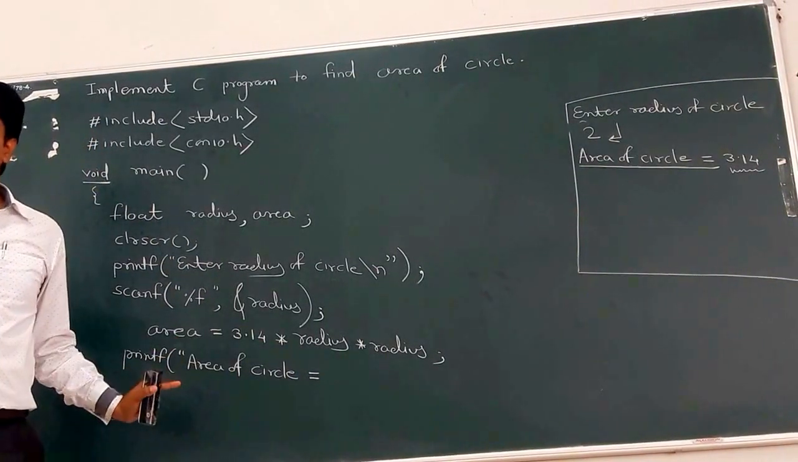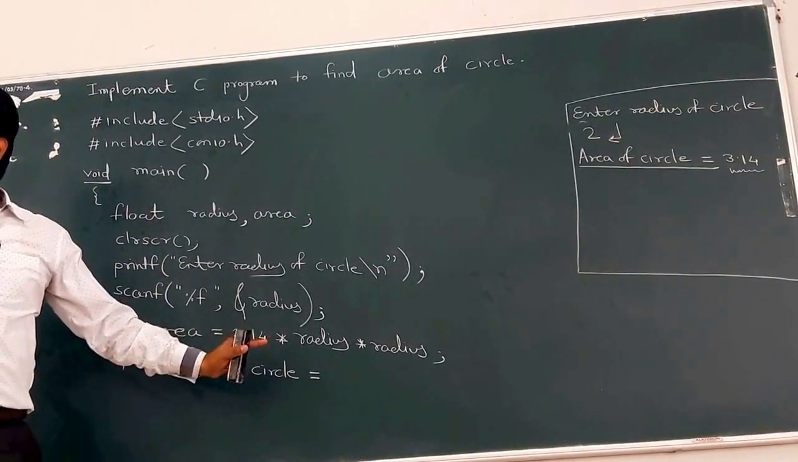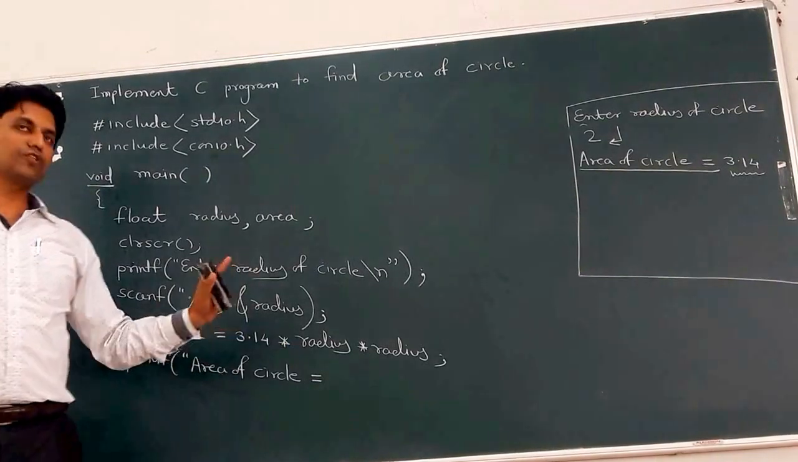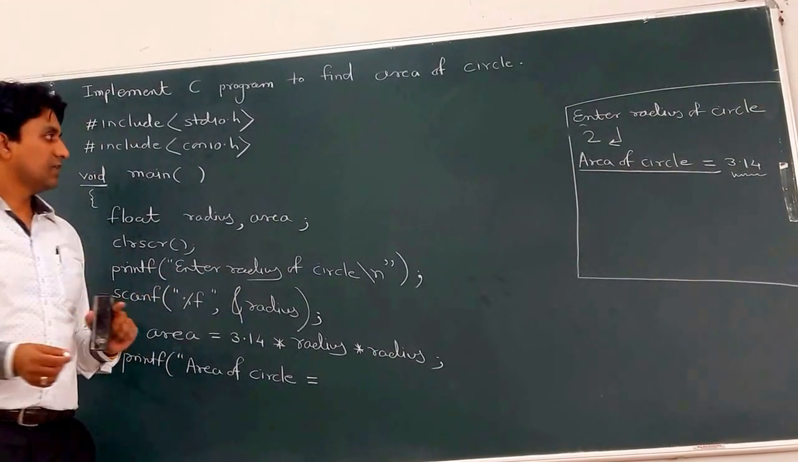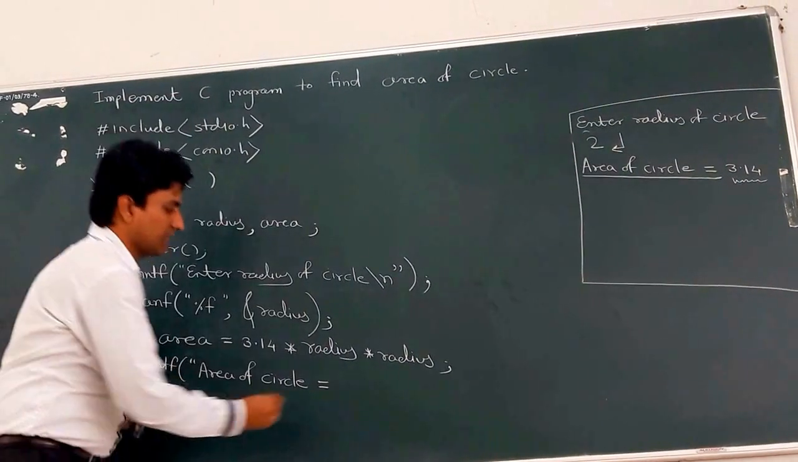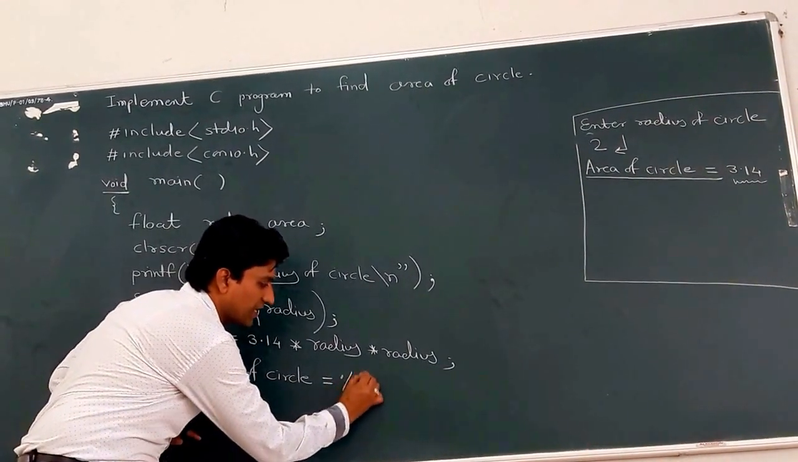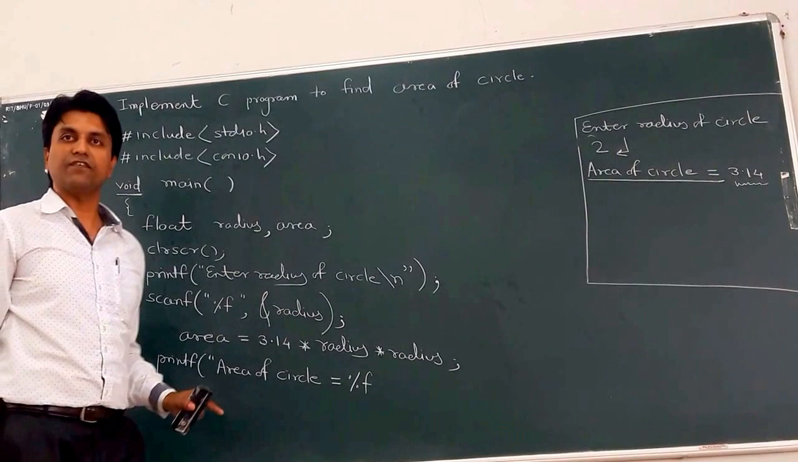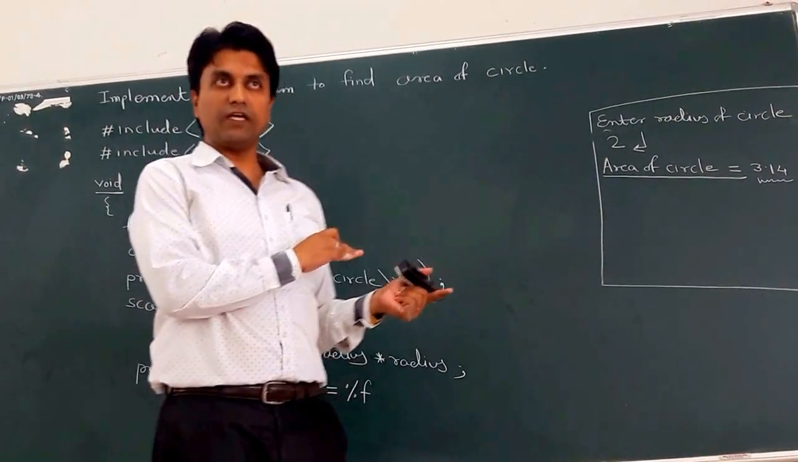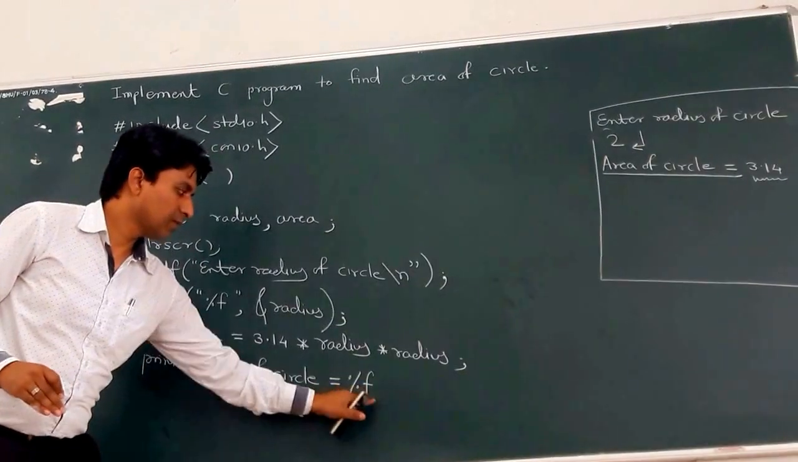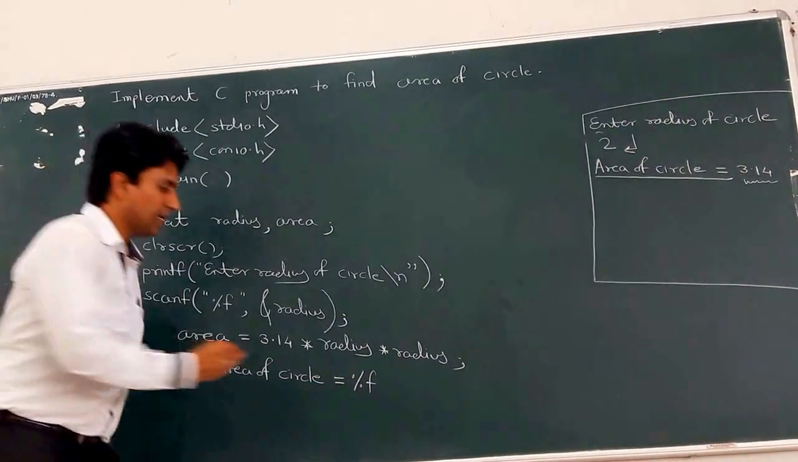This is the constant part that is never changed at the time of execution of your program. Which one is the changing part? That is area of circle. So it is represented by formatting type, that is percentage %f, because area is in the floating point. That's why we use formatting type as percentage %f.